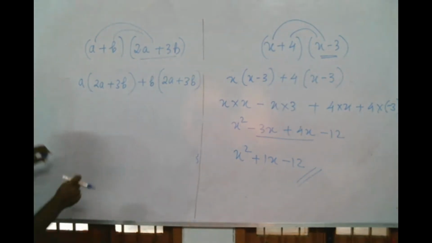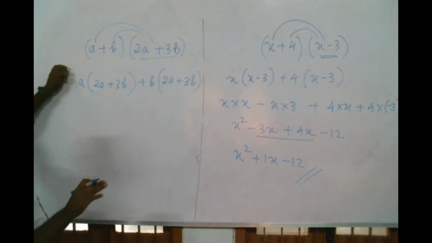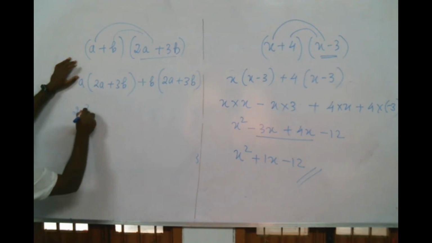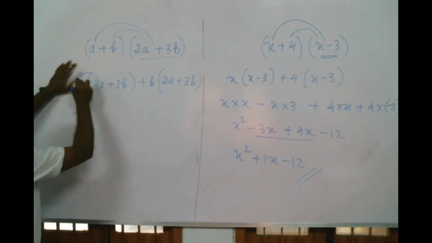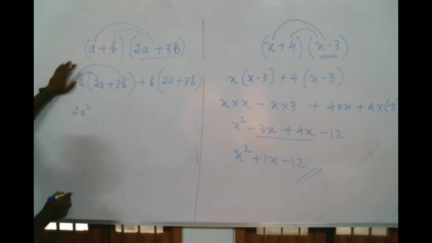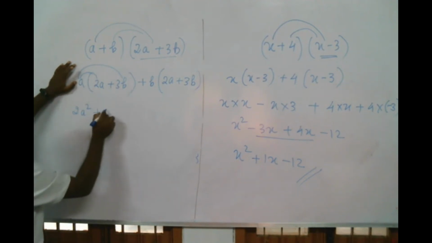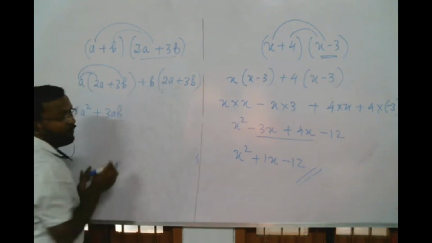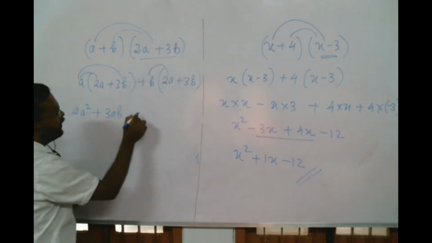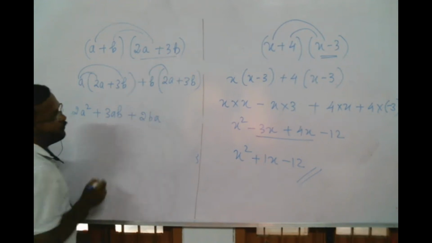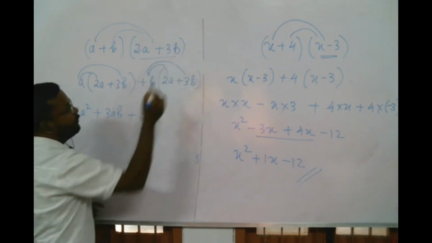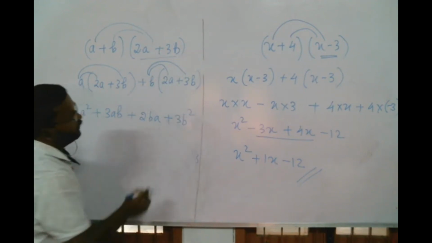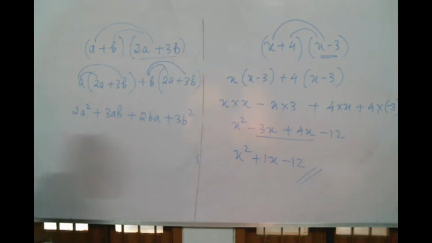A into 2A, I will not be writing this step, directly we are multiplying. Already we have done so many questions, so now onwards I will be writing that directly. A into 2A, you will get 2A square, and again A we multiply with 3B. A into 3B you will get plus 3AB. Now B, when you are multiplying with 2A, you will get 2BA, and again B we have to multiply with 3B. So B into 3B you will get plus 3B square. Along with sign you have to write.